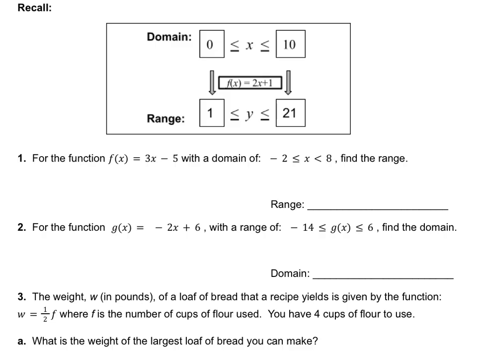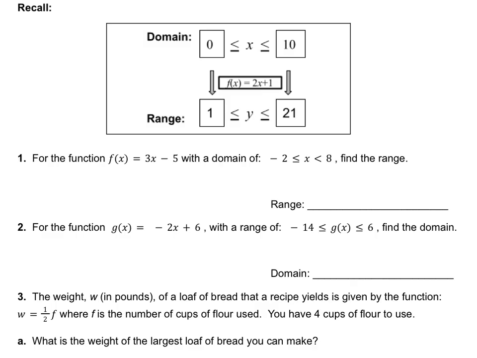So here we've got a function, which is f(x) = 3x - 5, and we're being told the domain of x can be greater than or equal to -2 and less than 8. So this is telling us that x can be in the window -2 to 8. It can equal -2, but it cannot equal 8.